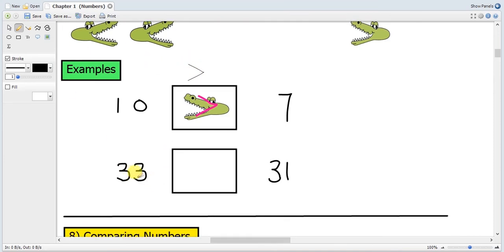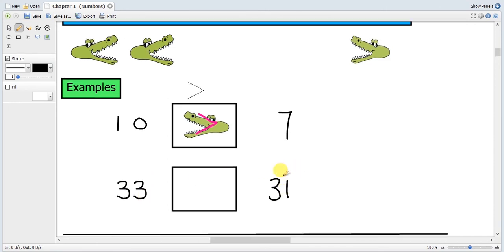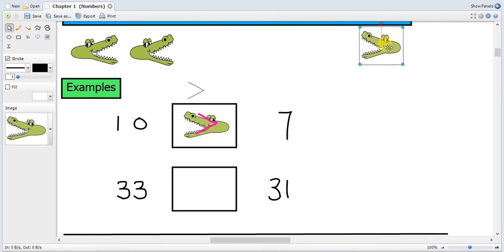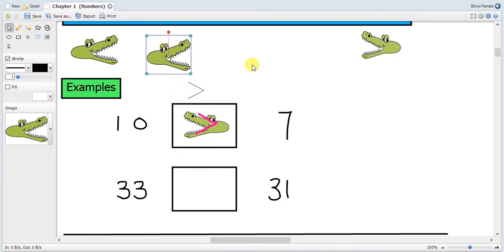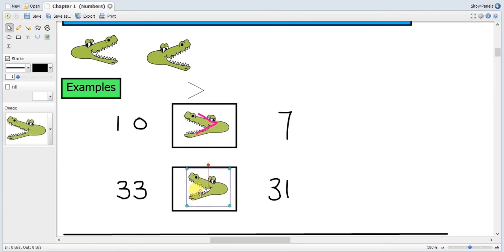Next, 33 and 31. Which is the bigger number? 33 is the bigger number. The alligator is going to eat the big number. So if I put this alligator here, it is eating the smaller number, which is wrong, right? The alligator should eat the big number. So the sign here should be this one, greater than, right?